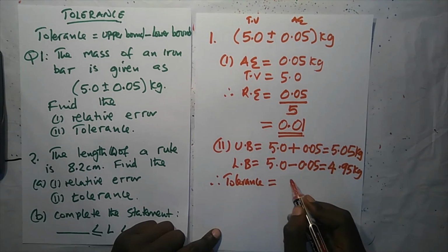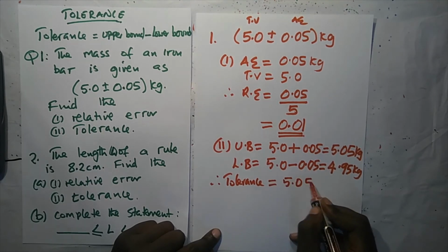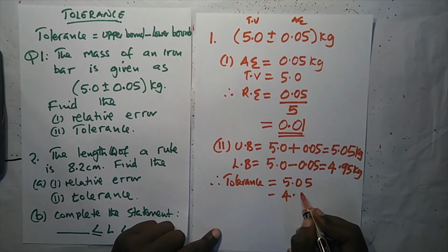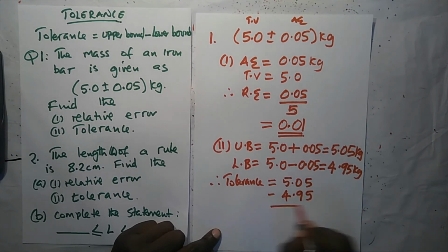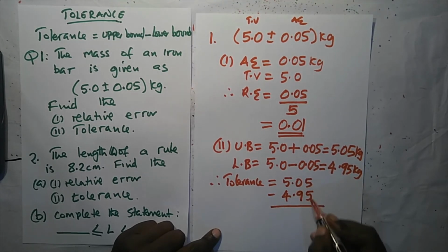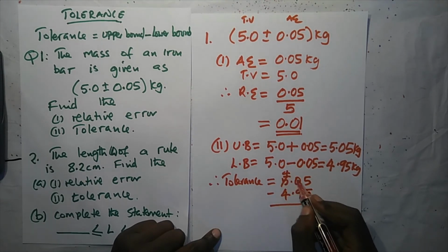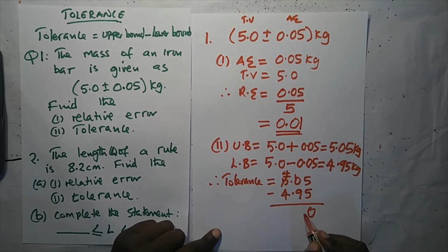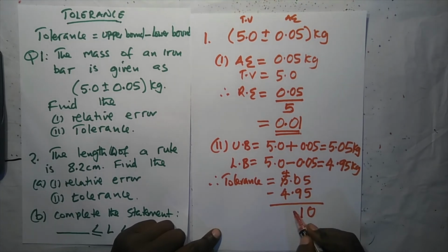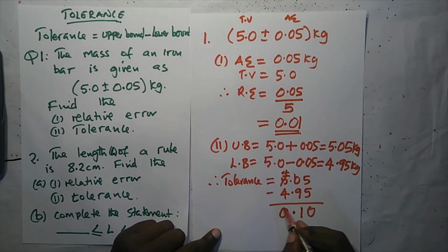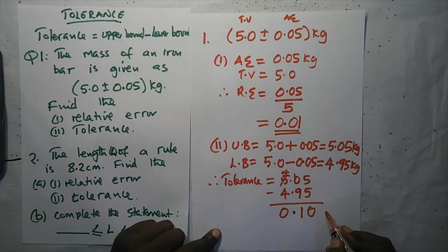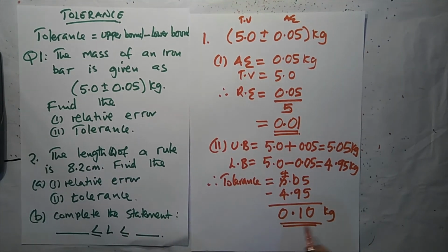So when we subtract these two, we are going to have 5.05 minus 4.95. So when we subtract here, 5 minus 5 will get 0, and then we get a 1 from this 5, we have a 4. We put it here, 10 minus 9, we are going to have a 1 here. 0.4 minus 4 is 0. So our tolerance is 0.1 kgs. So our tolerance is 0.1 in this question.